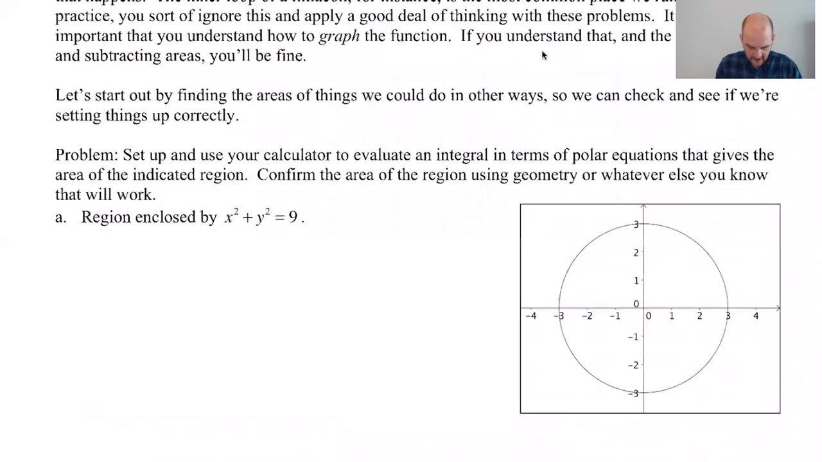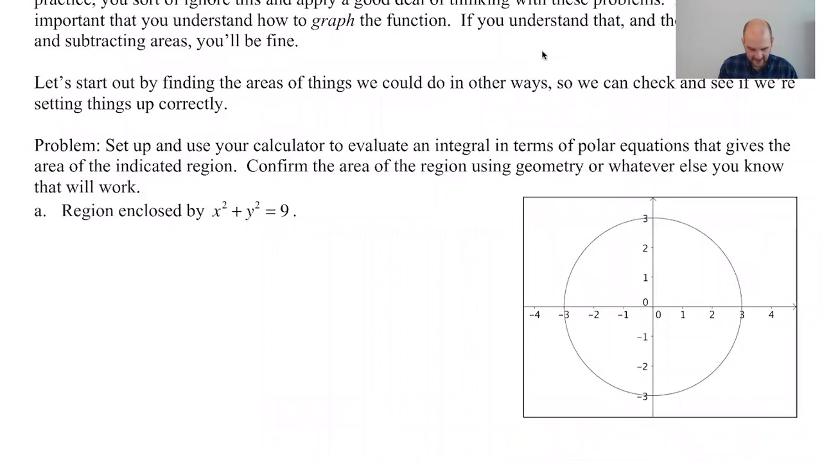Doesn't really matter. All right, we're going to use polar to find the area of the region enclosed by x squared plus y squared equals 9. It's a circle that has a radius of 3. The answer is 9 pi. That's not the point. It's about, can we use polar to get this?